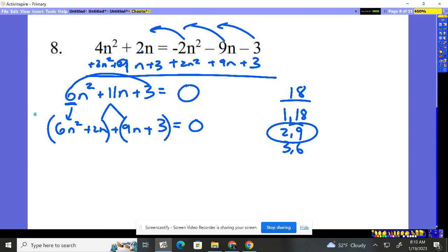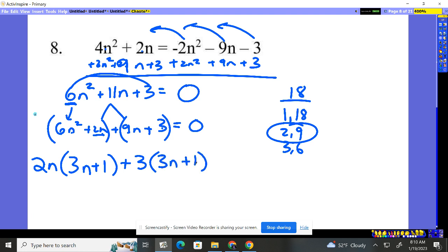So now let's factor this first grouping, 6 and 2. We factor out a 2, n squared and n, so an n can come out. 2 times 3 is the 6. n times n is the n squared. Now 2n times what gives you back the 2n? Just a 1. Plus, now I'm going to factor out here. 9 and 3, a 3 factors out. 3 times 3 gives me the 9, and then you have an n. 3 times a 1 gives you back that 3.